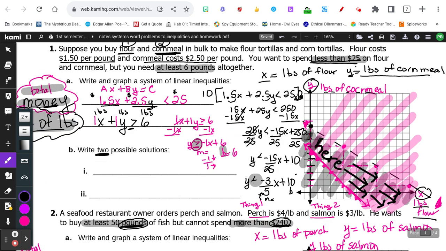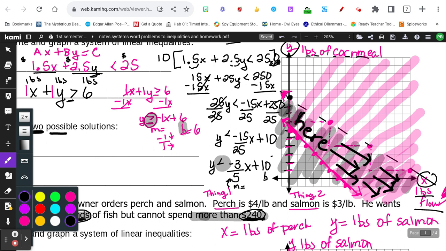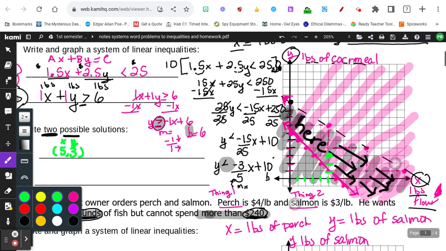So in part B, it says write 2 possible solutions. Okay, so one solution might be, okay, I'll just pick, and I'll do it in red. I'll pick something like, I want to do green. That's in there. Well, if I count that, that's over 1, 2, 3, 4, and 5, and up 1, 2, 3. So it's the point (5, 3). Now, what does that mean? Well, 5 is an X and 3 is a Y.